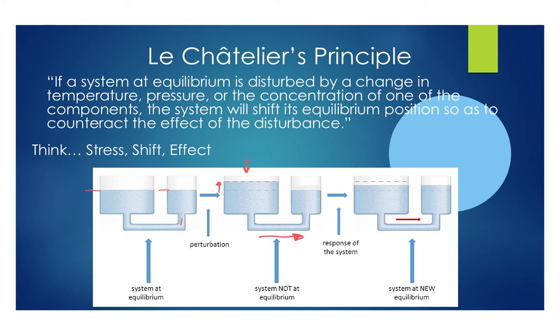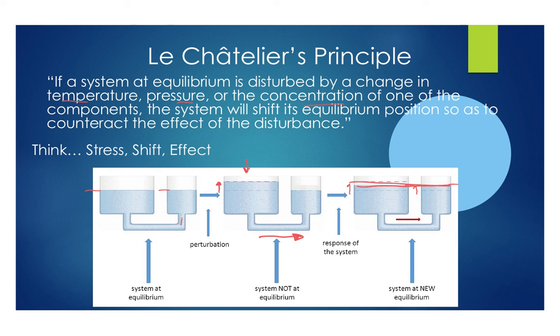So the stress is to increase the water in the left. The shift is to send water over to the right, and at the end you're back at the equilibrium position, but in this case the equilibrium position is a little bit higher than it was before, still with both sides at an equal height. The same kind of thing happens in a chemical reaction. When we change the temperature, pressure, or concentration of one of the components in the system, the entire system will shift to relieve that stress and bring the system back into equilibrium.